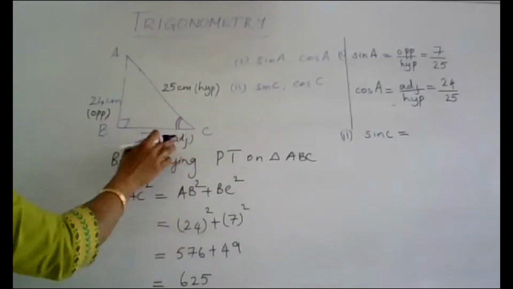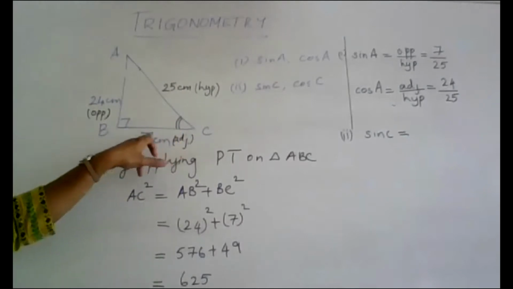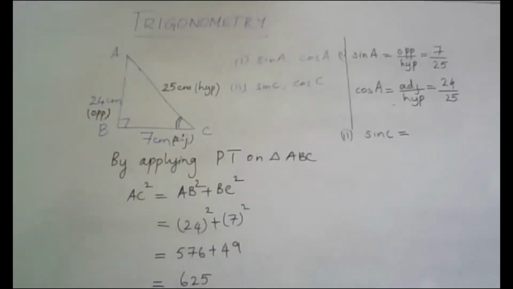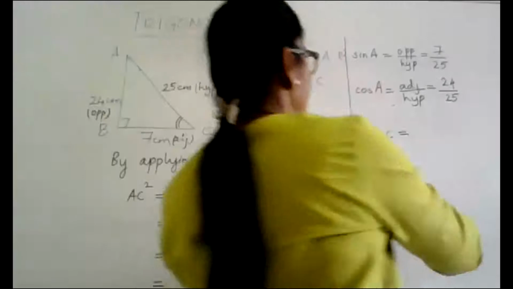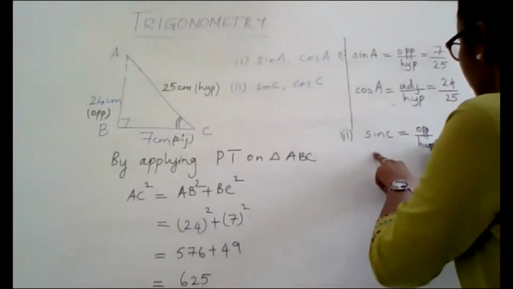Adjacent side, how do I find out? It will be attached to the angle itself. You can see it is attached to the angle. BC is sticking to the angle itself. Opposite will be away from it. So now go back. Sine of angle C is equal to opposite by hypotenuse.